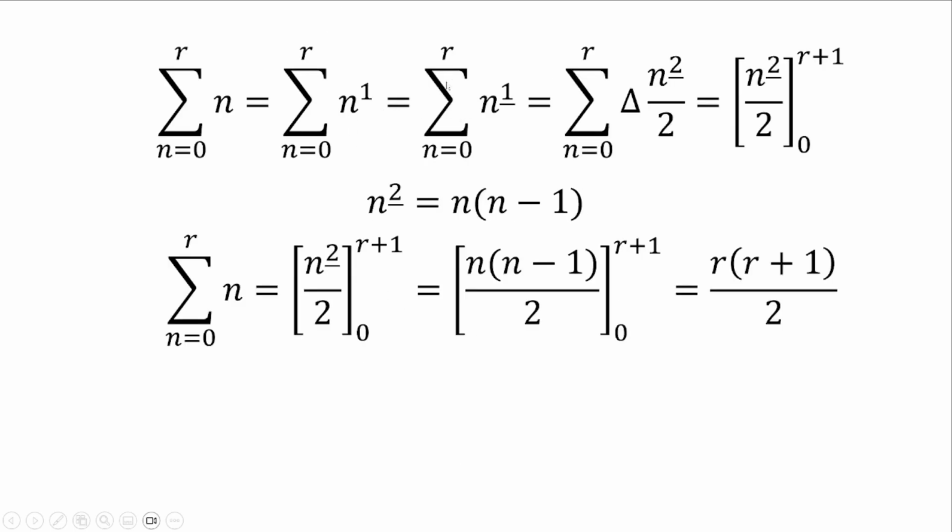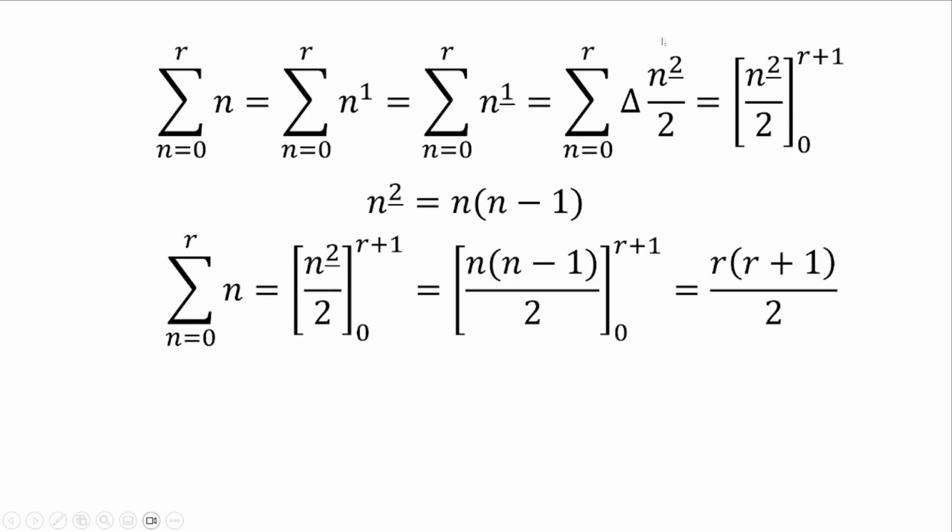So in order to do this, we will have summation of n equals summation of n to the 1st power, or summation of n to the falling 1 power, which is equal to, we need to find the anti-difference. The anti-difference of this is n to the falling 2 divided by 2. Why? Because we know the difference of n to the falling 2 is 2n to the falling 1, and the 2 will cancel out with the 2, and we are left with n to the falling 1, which is the same as n to the first power.